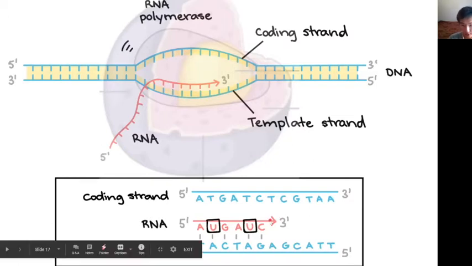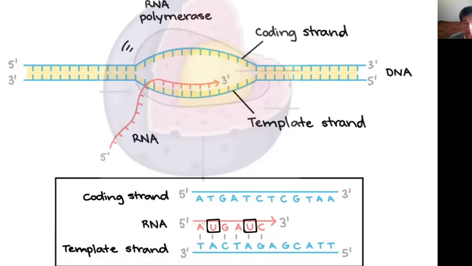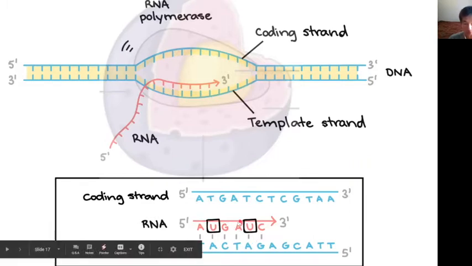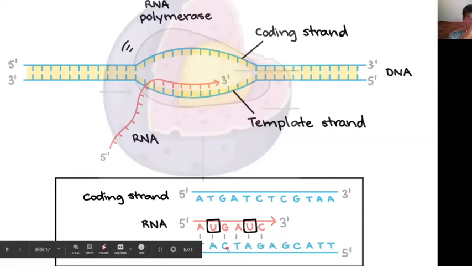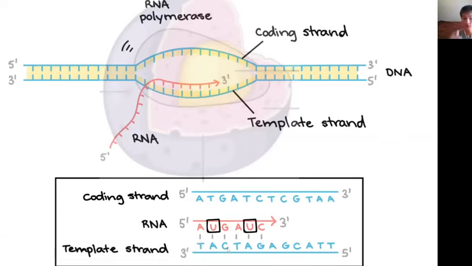So we take a look right here. Okay, it's kind of hard for me to see, but we see this U right here, and it's going to be bound to this A at the bottom. But we look over here, there's an A. Oh, excuse me, there's an A right here, but it's actually bound to a T. So just remember that when the RNA is copying it, any A's will become U's, and that's the only change.